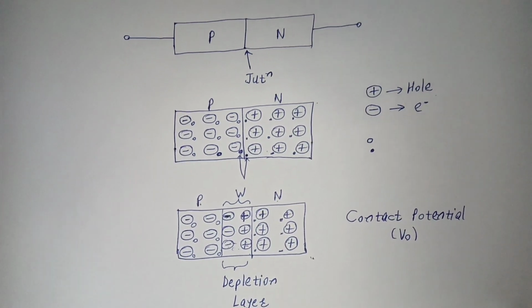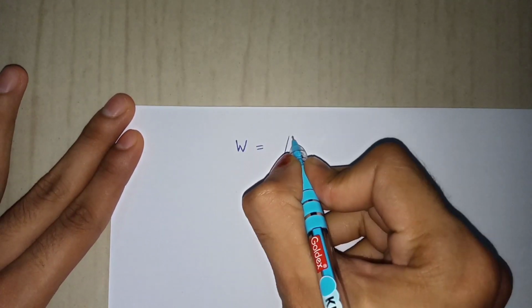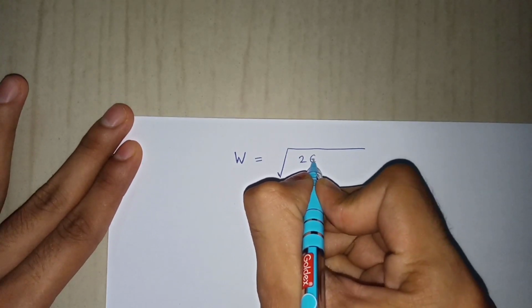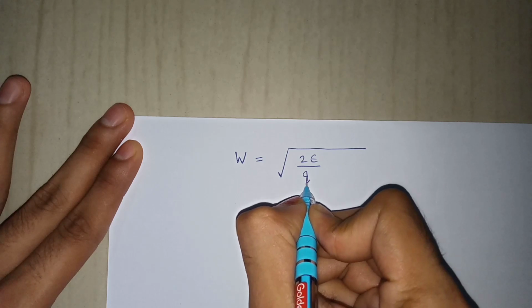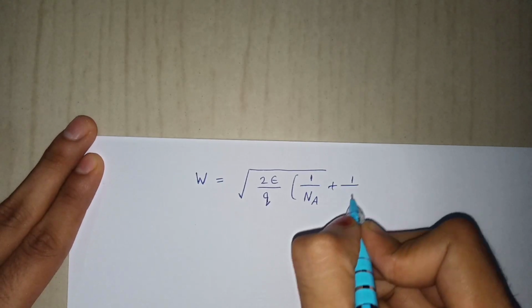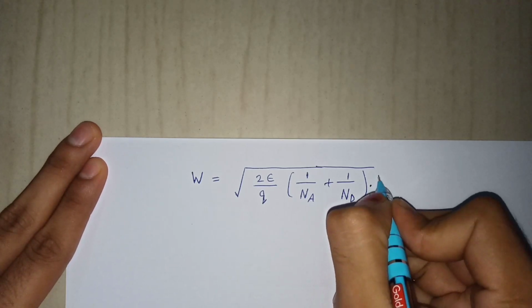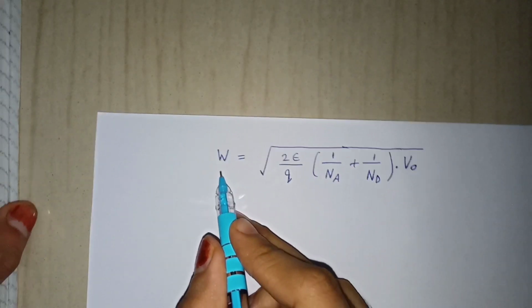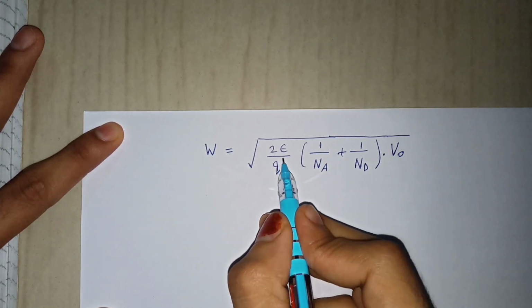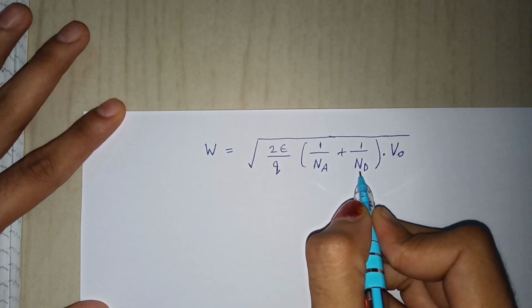Now we discuss the depletion layer. We also call it the depletion width, which is denoted by W. The formula is given as W equals square root of 2 epsilon by q, in brackets 1 upon Na plus 1 upon Nd, bracket close, into V naught. W is the depletion width, Na is the acceptor concentration, and Nd is the donor concentration.